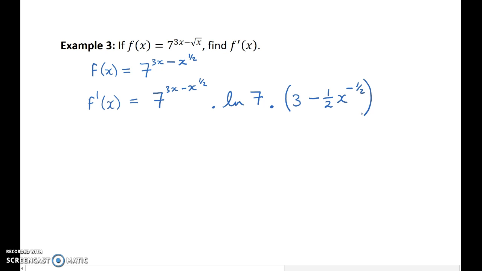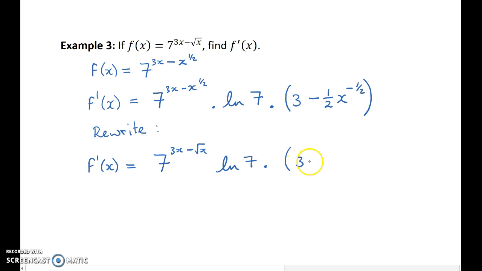Okay, it makes a little bit more sense if we rewrite this, and I know it looks a little bit unwieldy, but since the original question had a radical on it, it's nice to put this back in the same form. So it will be 7 to the power of 3x minus x to the power of 1/2, that's just the square root of x, by the natural log of 7 by 3 minus this here.